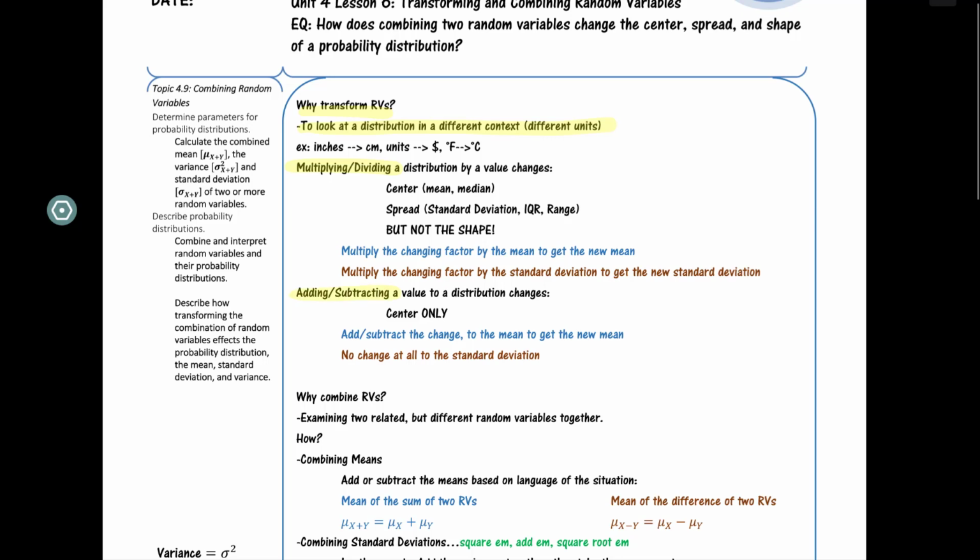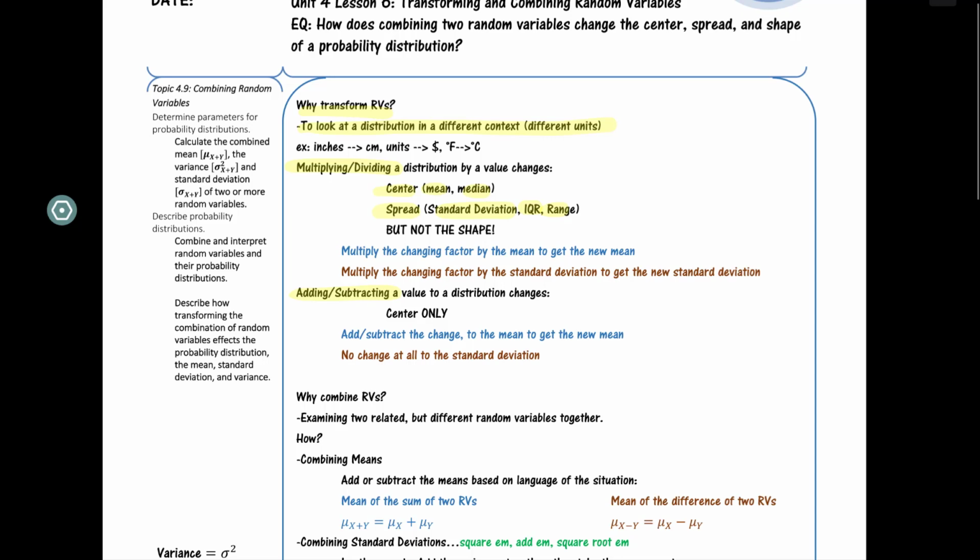What do we mean by summary statistics? We mean the center, which is your mean or your median, your spread, which is your variation measurements like standard deviation, IQR, and range. But the shape doesn't change. And why that's important is because the shape is like the overall nature of the distribution. So we're manipulating the distribution, but we're not changing its overall nature, and that's really important.